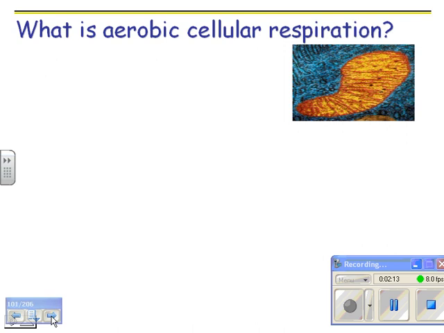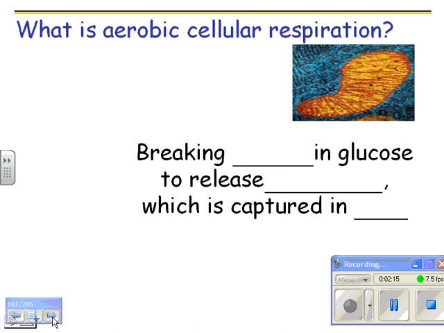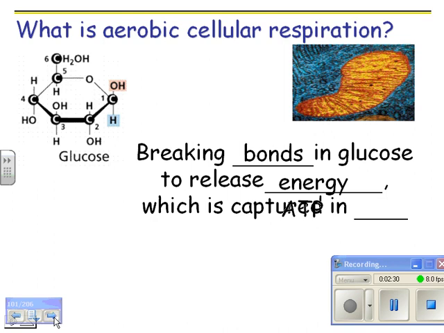So what is aerobic cellular respiration? It's breaking the bonds in glucose. Remember, glucose is C6H12O6. You do that to release energy, and that's captured in our favorite molecule, ATP.